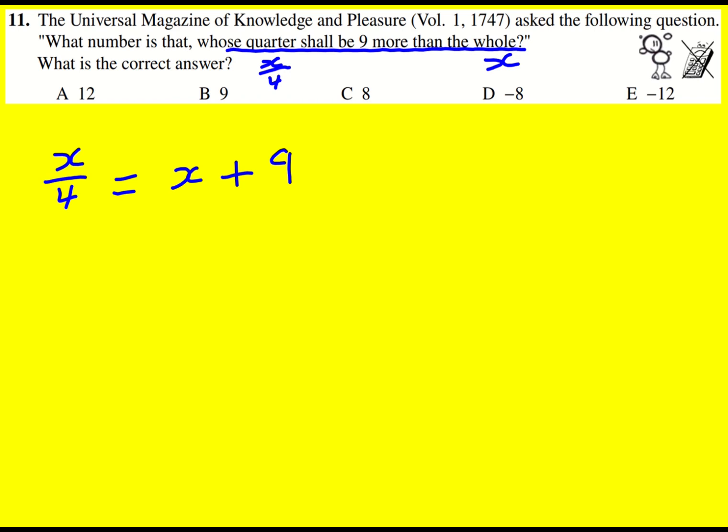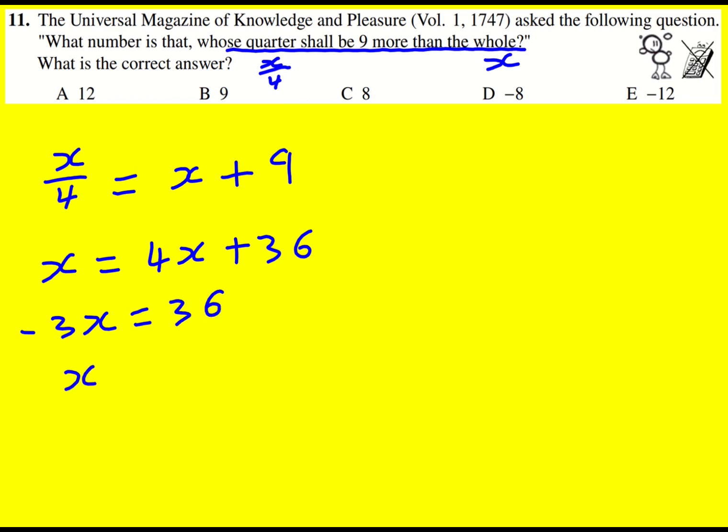There's a few ways we can do this. Probably the safest way is to times everything through by 4. That will give x equals 4x plus 36. Now I'm going to minus 4x from both sides, so I'll get minus 3x is equal to 36. Divide through by 3, I'm going to get x is equal to minus 12.